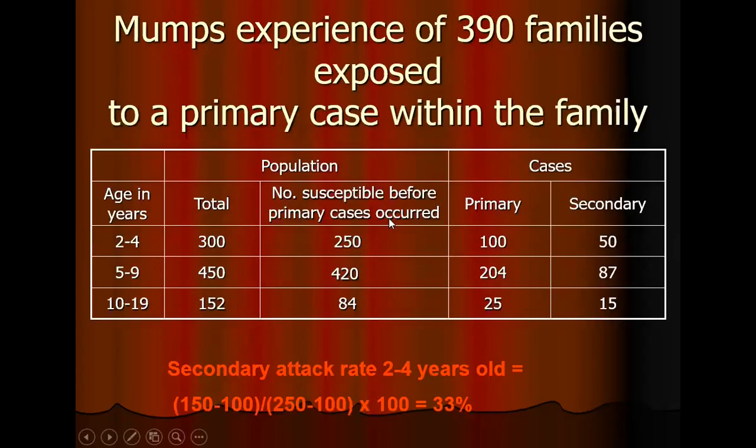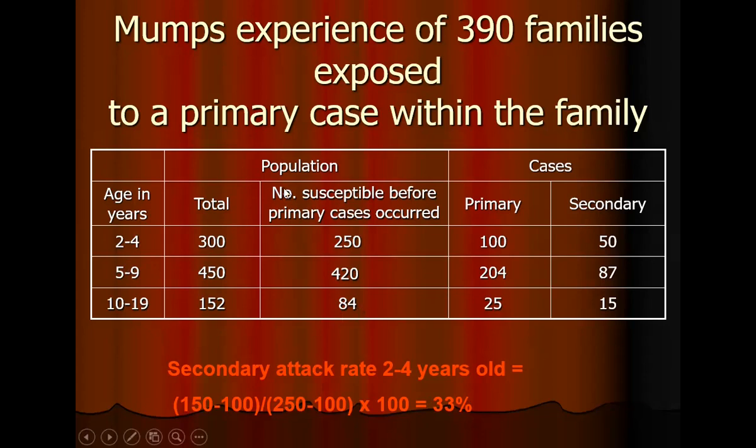This is another example of mumps experience of 390 families exposed to a primary case within the family. So these are age in years, age groups. These are total individuals, 300 in the age group 2 to 4, 450 in the age group 5 to 9. This example I have taken from the internet, and this is the number of susceptible before the primary case occurred. 250 are susceptible out of 300, and primary cases were 100 out of these 250, and secondary were 50.